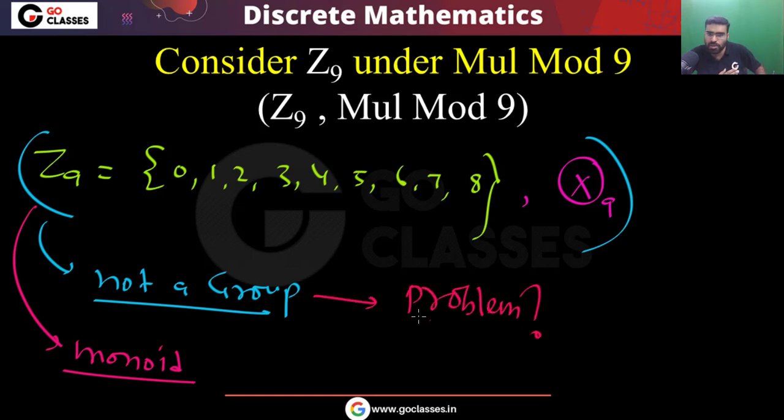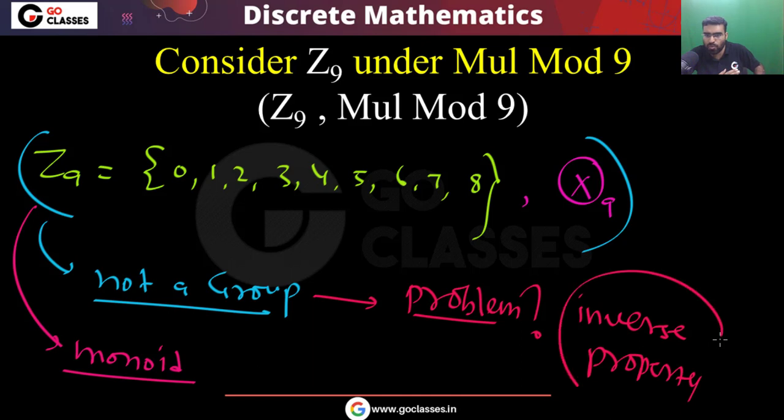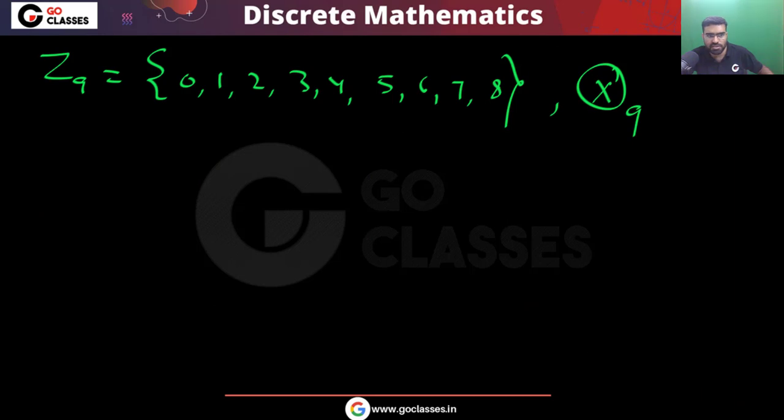The problem is the inverse property. Some elements don't have inverse. The inverse property is the problem. So in this structure, which elements don't have inverse?